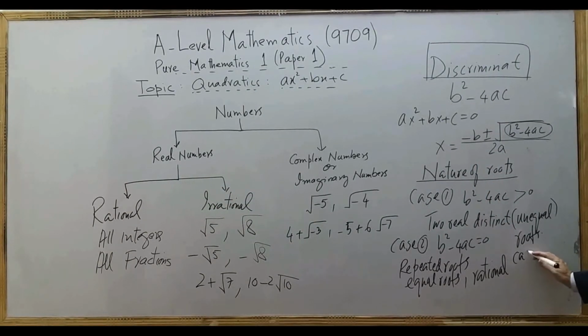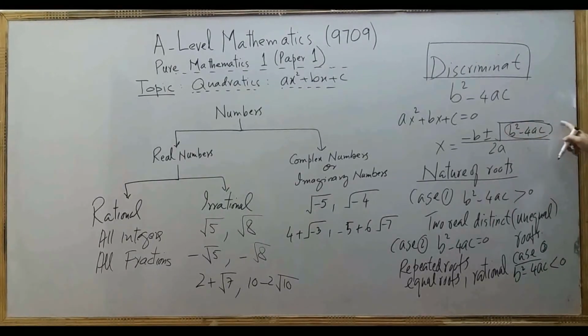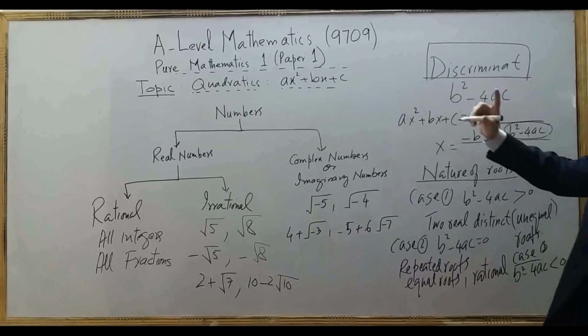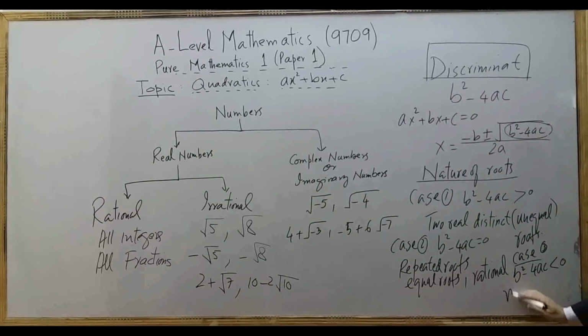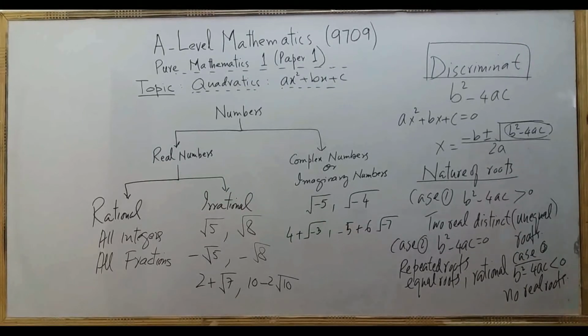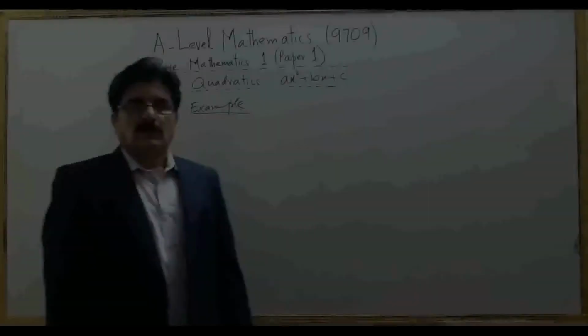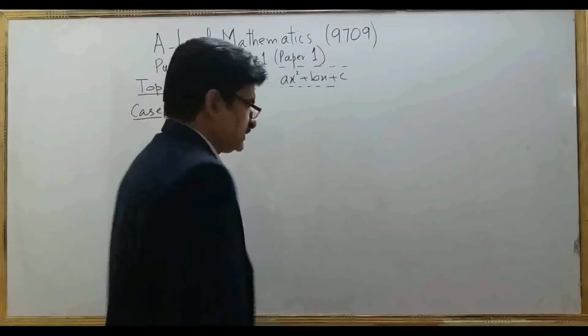Case 3 is, we have to now memorize these three cases. b square minus 4ac is negative. If this is negative, then the square root cannot be calculated from a calculator. It will give an error. Then it will have no real roots. Okay, let's understand these three cases.